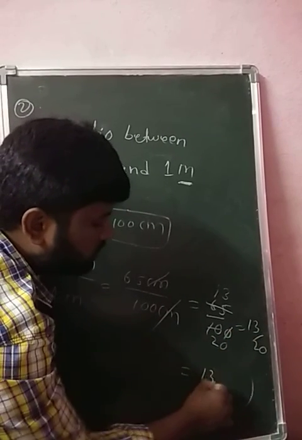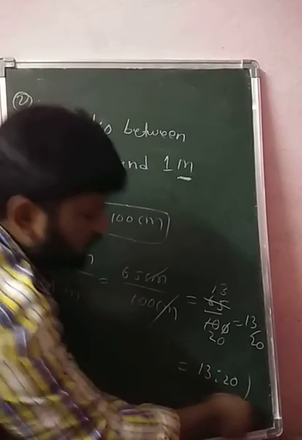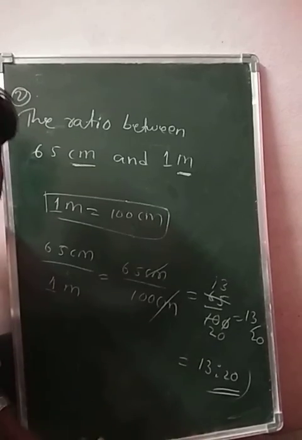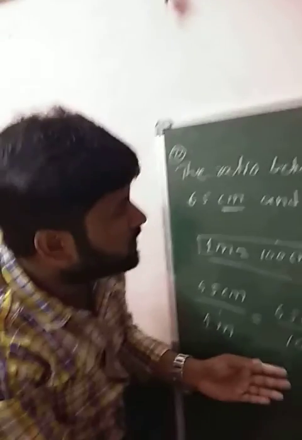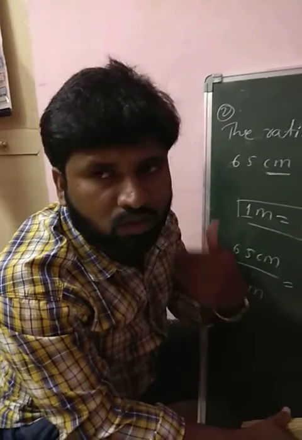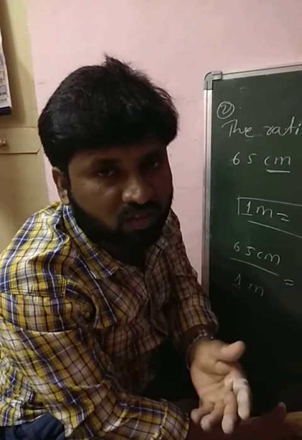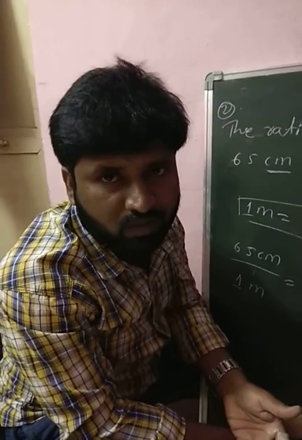The simplest form of this ratio is 13:20. Like this, you can take different quantities with the same kind of units. Okay, thank you.